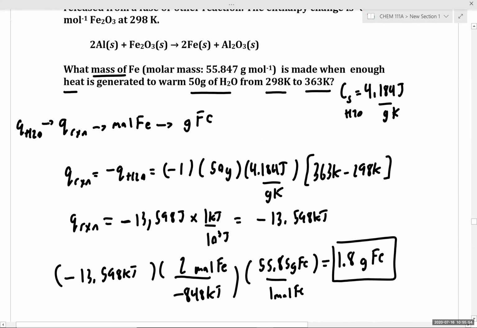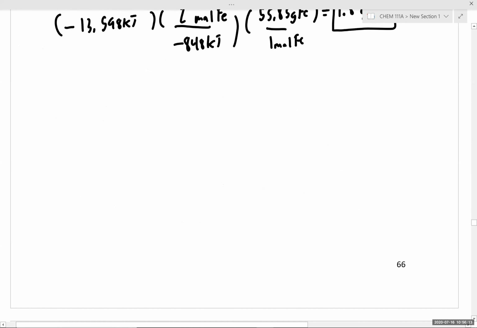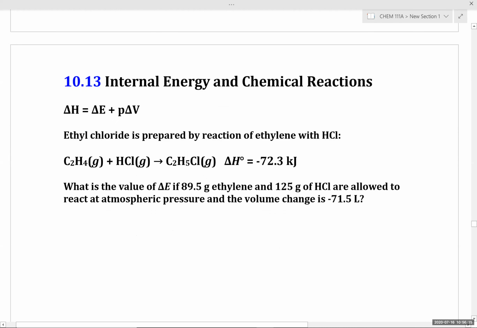Any other questions on this example? These are always good problems because they really showcase the application of multiple different skills. If there aren't any other questions, let's move on now to internal energy and chemical reactions.